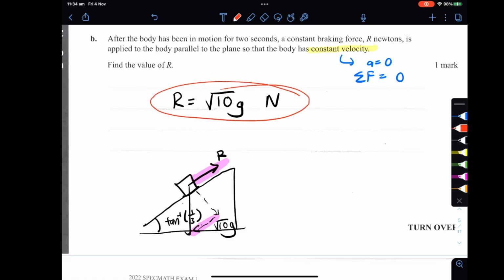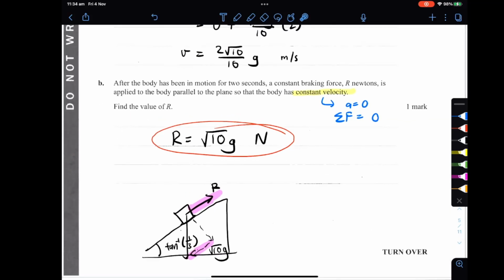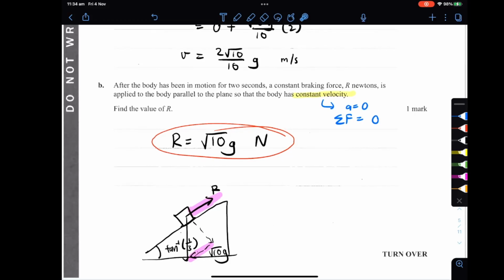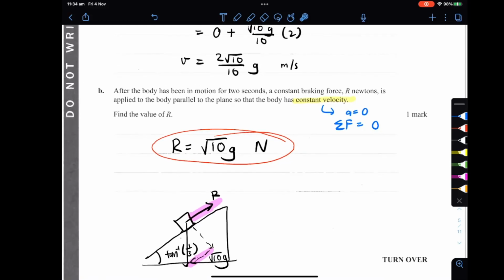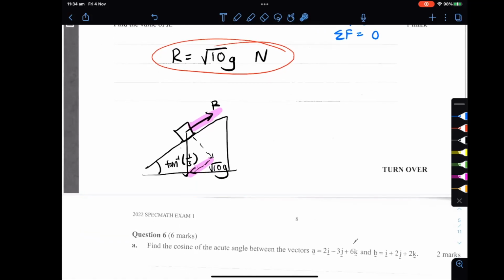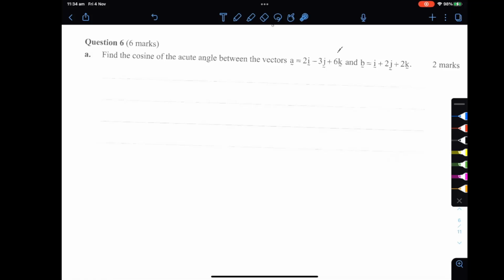Okay, very straightforward. The 1 mark also kind of gives it away. I'm just quickly going to double check this as well. Yeah, okay, it seems fine. Pretty straightforward. Okay, cool. Find the cosine of the acute angle between these things.